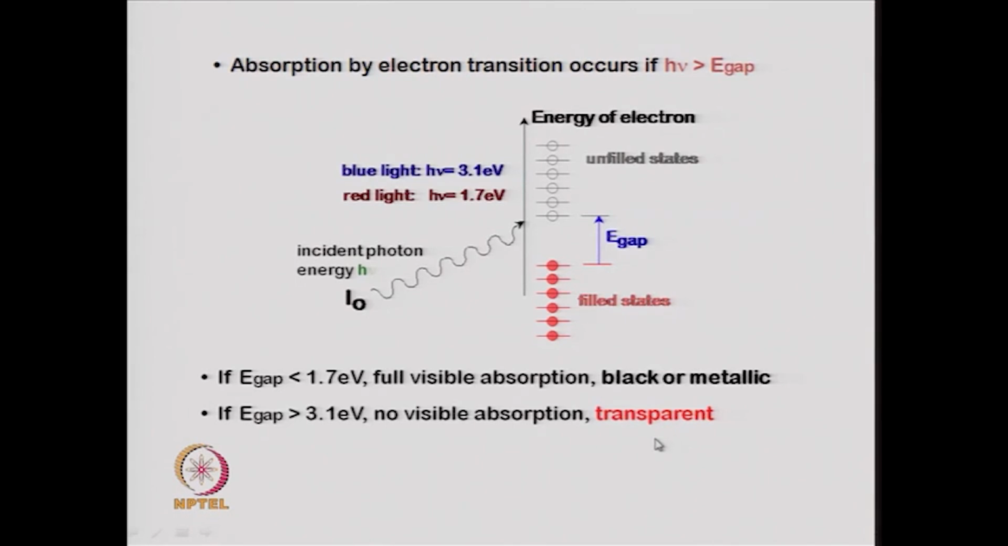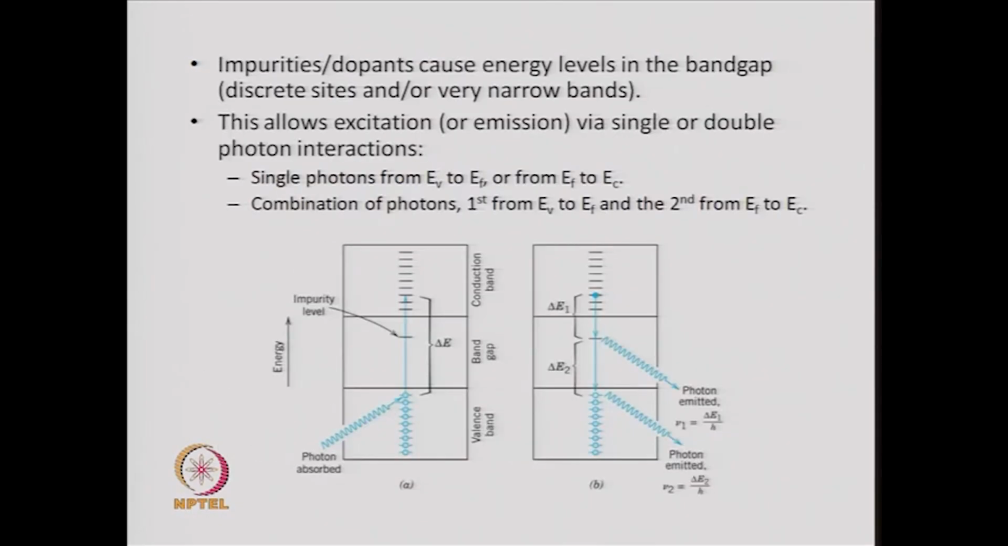It is not absorbing in the visible, and when it is less than 1.7 electron volt, all the radiation of the visible is absorbed and the material appears black or metallic in color. So, that is the explanation of these colors. And if in between, that means the gap is between 1.7 and 3.1, then you can see red color, blue color, green color, all the visible colors you can see when you have a band gap in between 1.7 and 3.1. You will see all the possible colors from blue, yellow, green, red, violet, etc.